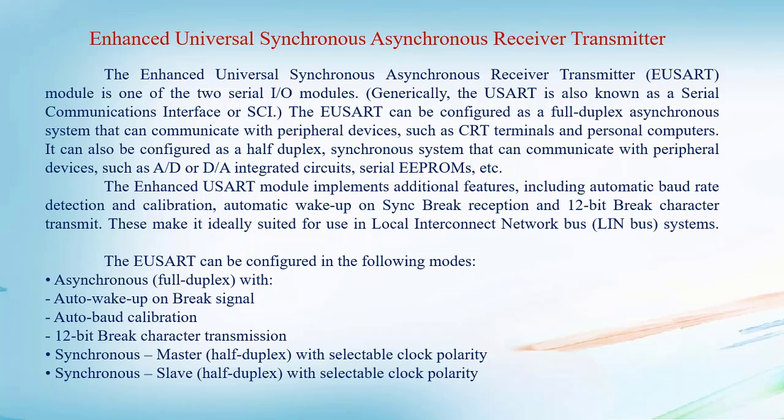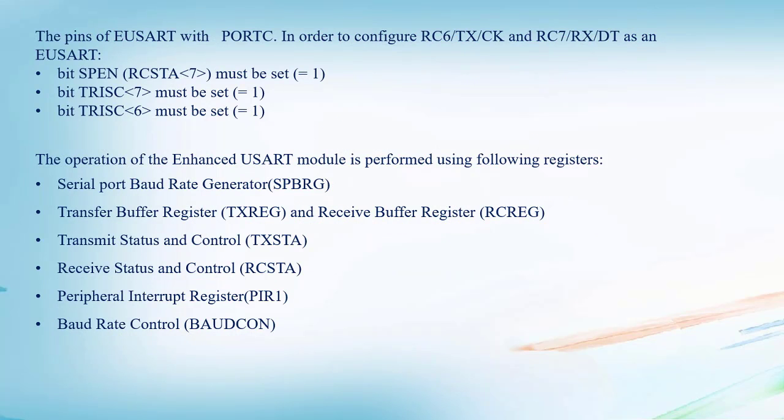The EUSART can be configured in the following modes: asynchronous full duplex with auto wake-up on break signal, auto baud calibration, and 12-bit break character transmission; synchronous master half duplex with selectable clock polarity; and synchronous slave half duplex with selectable clock polarity. The pins of EUSART in PIC 18 are on port C.